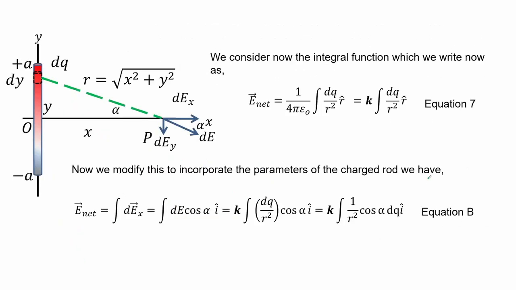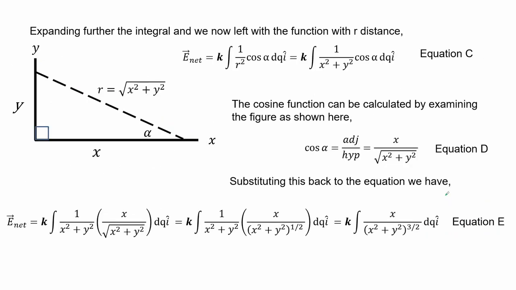We consider now the integral function, which we write as equation 7. We modify this function to incorporate the parameters of a charged rod, as shown in equation B. Expanding the integral further, we are left with a function of the distance r, as shown in equation C. The cosine function can be calculated by examining the figure, as shown here in equation D. Substituting this back into the equation, we have function A.